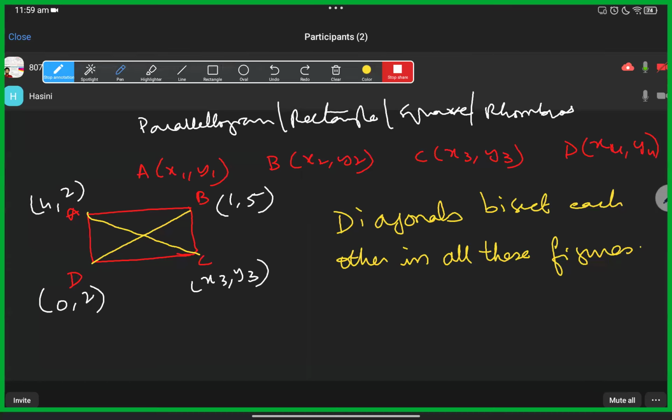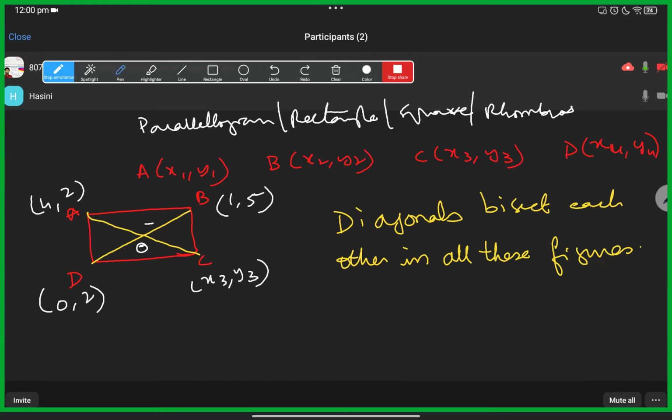Diagonals you already know. AC and BD are called the diagonals. When diagonals bisect each other, bisect means exactly half. So this BD has a midpoint O, and this O will also be the midpoint of the other diagonal AC. That is the meaning of bisect: dividing exactly into half.